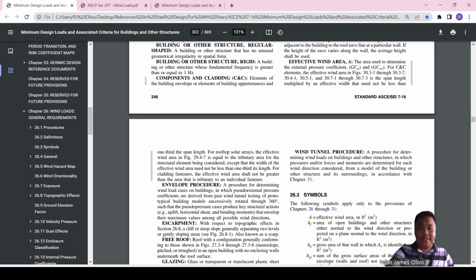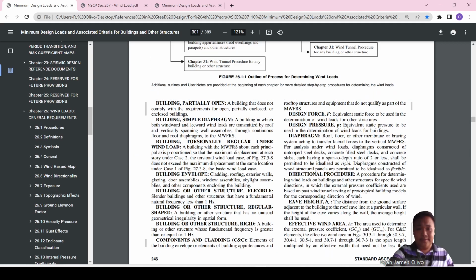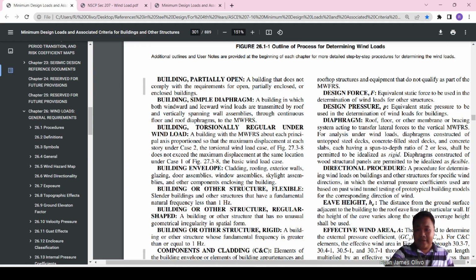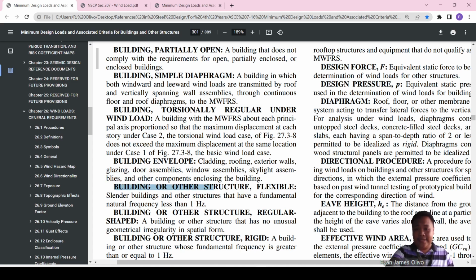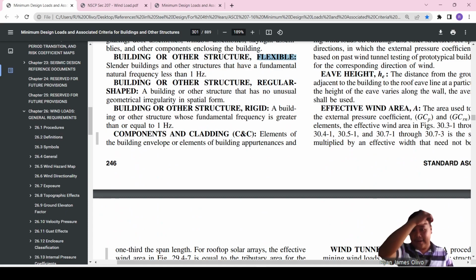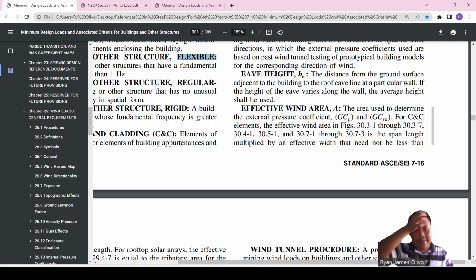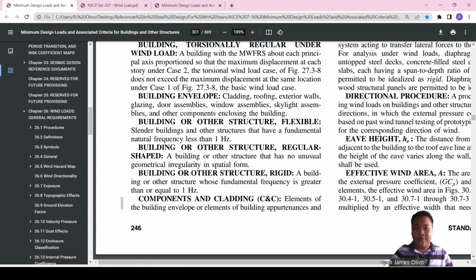While a structure that is flexible building. Okay, here. So, building or other structure that is flexible. As you can see here, flexible. This is from the standards of American Society of Civil Engineers 7-16 code. It means that the fundamental frequency is less than 1 hertz. No? So, that is right. No? So, fundamental frequency here is N sub 1 that is less than 1 hertz.